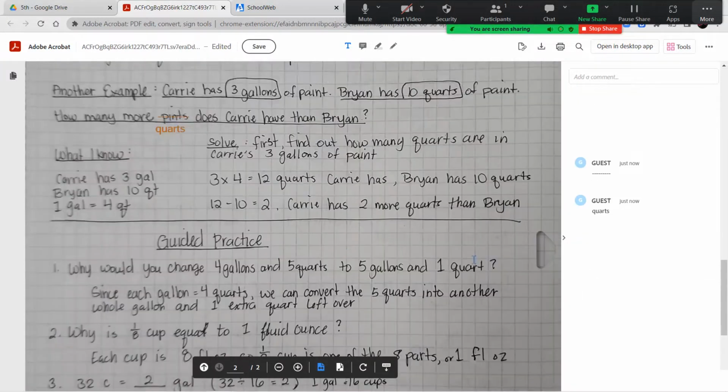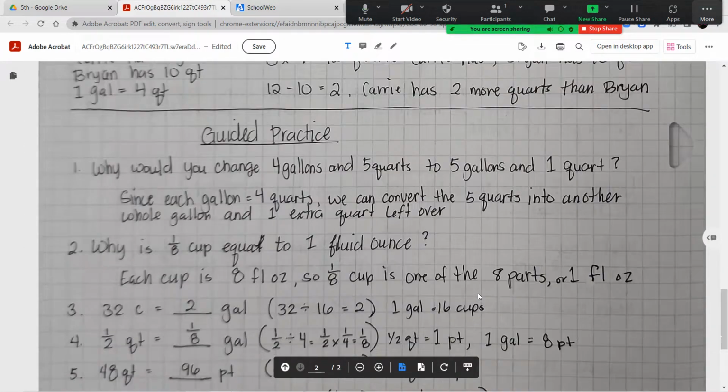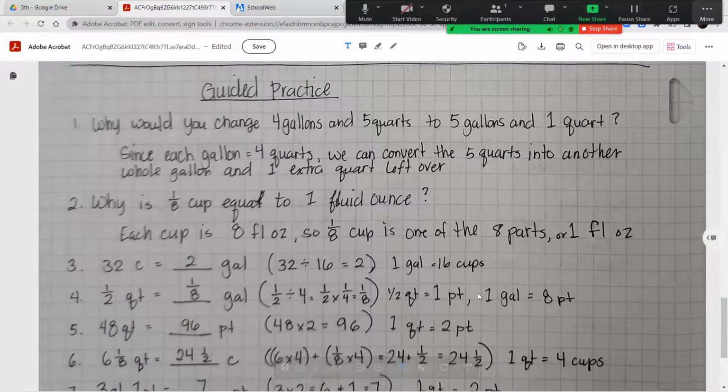All right, next let's take a look at our guided practice together. Your first guided practice question says, why would you change 4 gallons and 5 quarts into 5 gallons and 1 quart? Well, since we know that each gallon is 4 quarts, we're going to take a group of 4 out of that 5 and convert it into a gallon. That's going to be 1 whole. And then I'll have 1 extra quart left over, so it'll be 5 gallons and 1 quart.